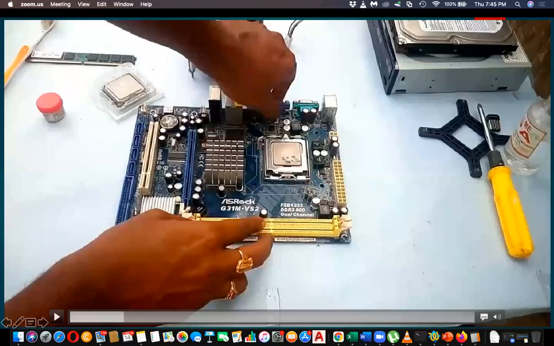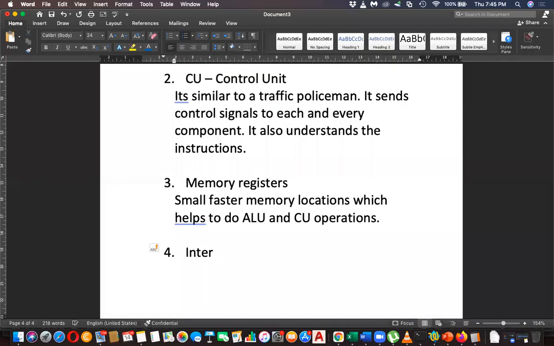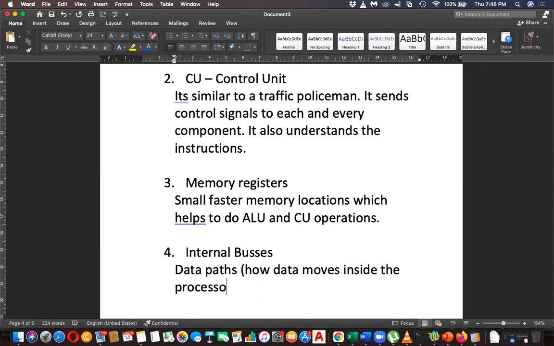Okay, there are more, right? So the fourth one, this is not given in the book, but you can write it down. These are called internal buses, meaning data paths. Basically it is how data moves inside the processor. So there should be ways to move data, no? How you move data from place to place is using these data buses, internal buses.